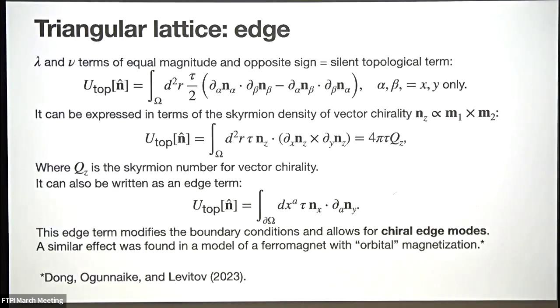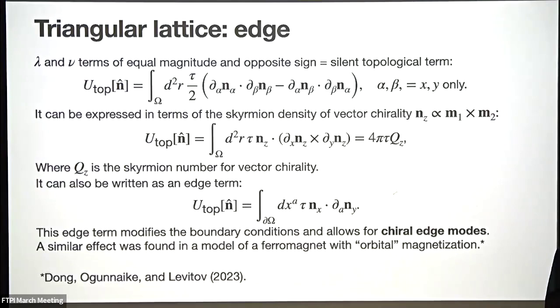Right. So this term being a topological invariant will not change under infinitesimal variations, so it doesn't influence the equations of motion in the bulk, but it does change the situation at the edge because you can rewrite this as an integral along the boundary, and so this will influence the boundary conditions for your spin waves. And it's an effect that was found last year by Levitov and his postdocs in a model of a ferromagnet with orbital magnetization. The physics is quite similar between these two models.